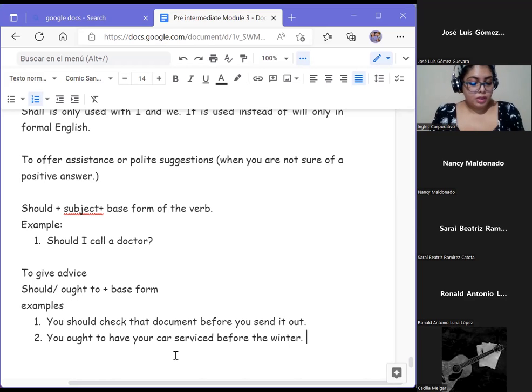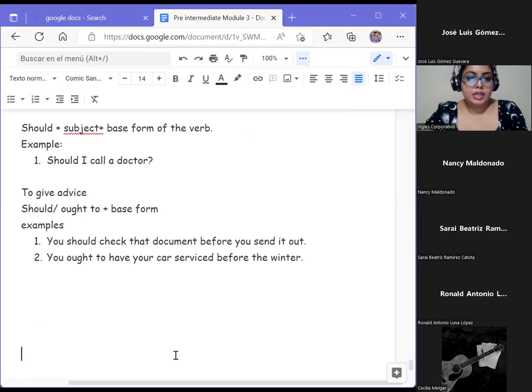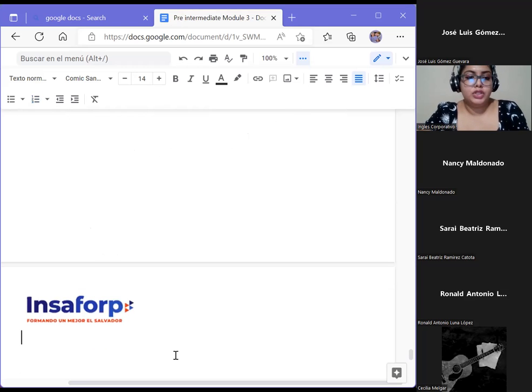So, we are going to change the topic and we are going to talk about vocabulary. Vamos a hablar de un vocabulario. We are going to talk about health issues. And we are going to construct some information about health. So, let me take this to another page.